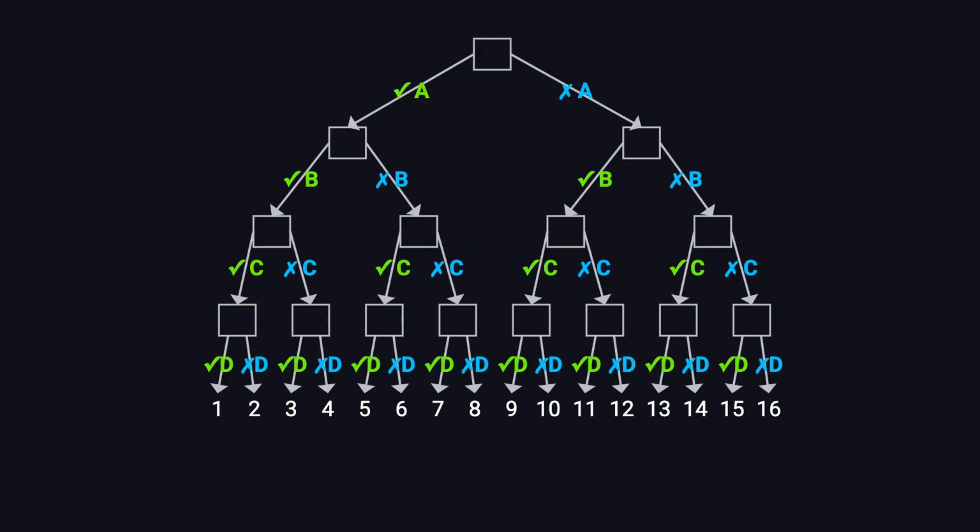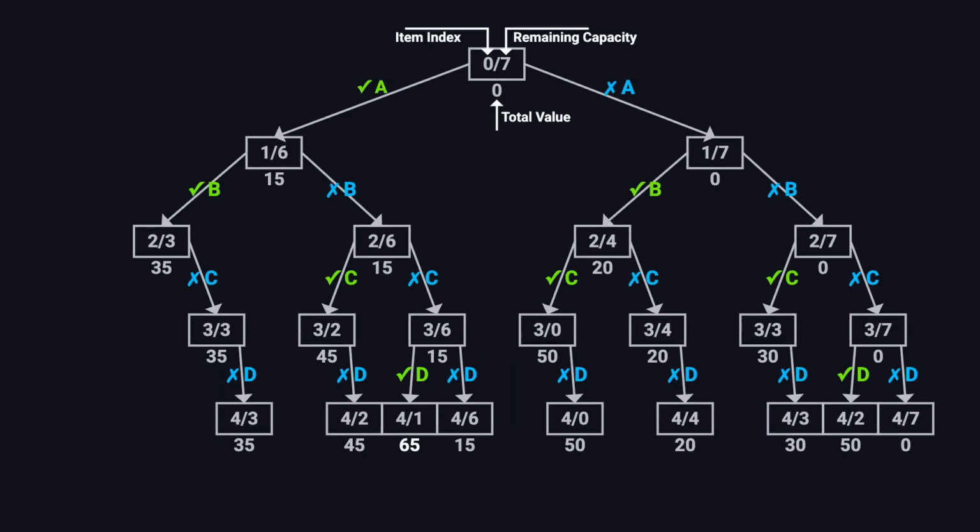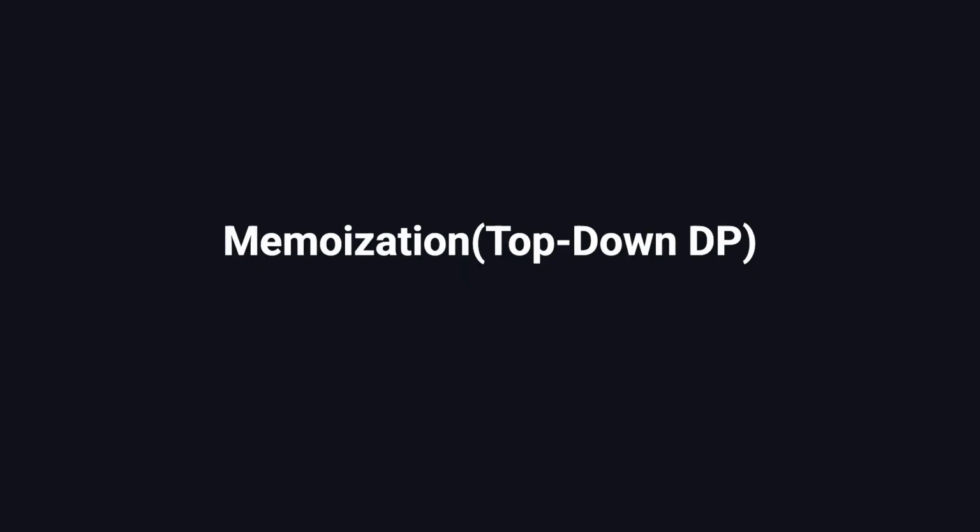So how can we optimize this? If you look closely at the recursive process, you'll notice that the same subproblems may show up again and again with the same parameters, like having the same remaining capacity and the same item index in different paths. In our small example, these duplicates aren't too obvious, but as the input size grows, the overlap becomes huge. To solve this, we can use a technique called Memoization, also known as top-down dynamic programming. It helps us avoid solving the same problem multiple times by storing the results of subproblems in a cache.